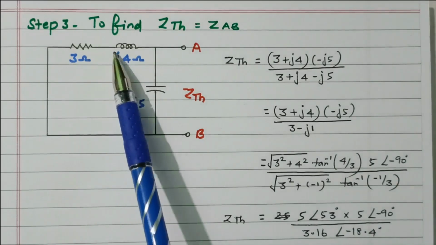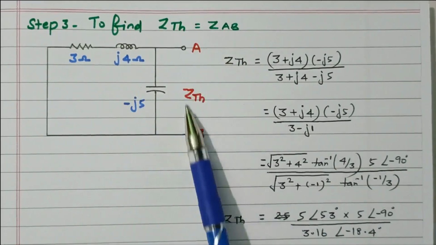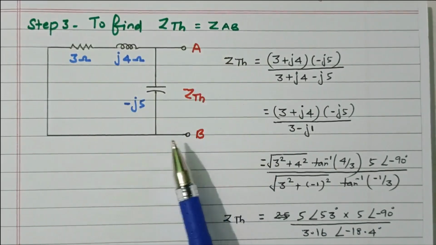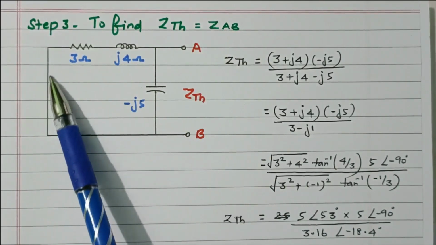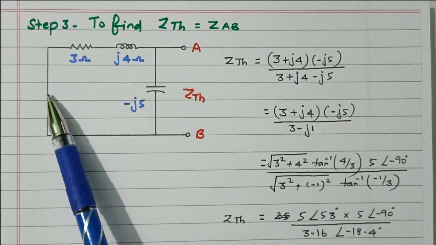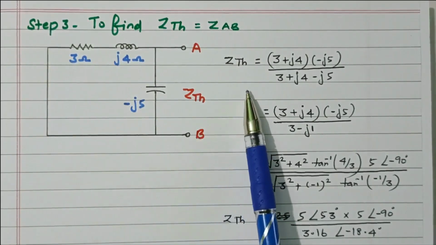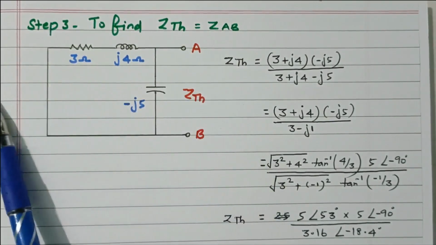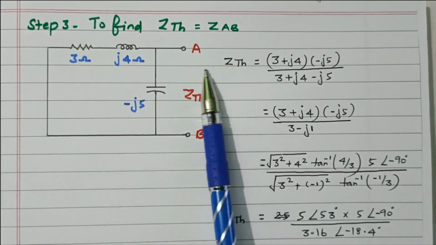So the next step, find the Thevenin impedance, that is ZAB, the impedance across AB, by removing the voltage source. By removing the voltage source, it is short circuited. If you remove a current source, it will be open circuited. Here the voltage source is short circuited. We need to find the impedance from this side, not from the voltage source side, but from the load side.